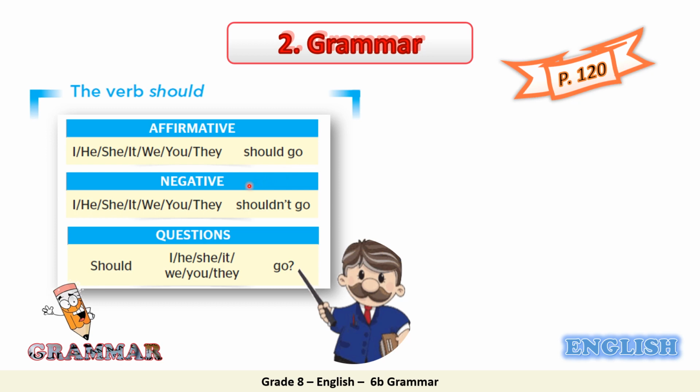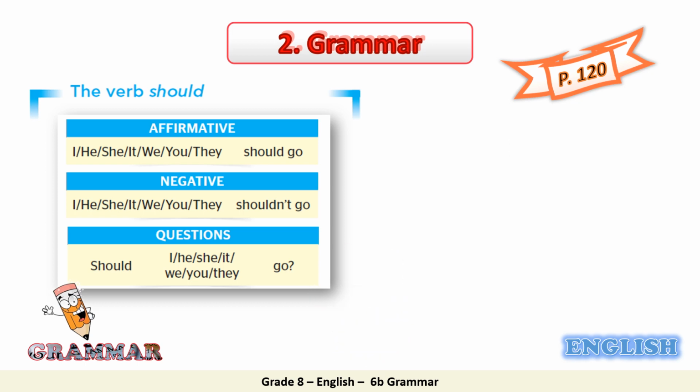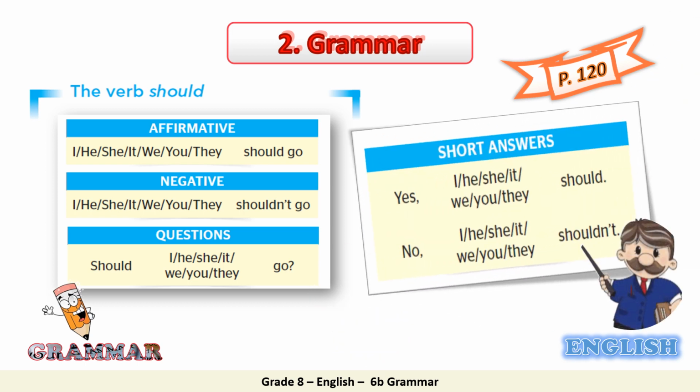To form negative sentences, we begin with a subject plus shouldn't plus the base form of the verb. I shouldn't go, for example. To form questions, begin with should, then a subject, then the base form of the verb. Should he go? In order to answer this question, you can say, yes, he should, or no, he shouldn't.